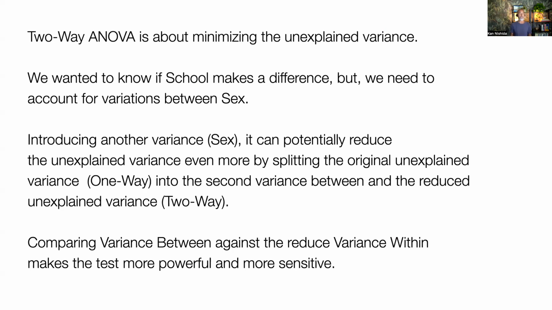So it may be that when you run that one-way ANOVA test, the school didn't make it to be significant. But by bringing in the sex variable, if that makes a difference, then when you compare against the unexplained variance after school and after sex, that smaller variance might make the school significant. So this can make the test more powerful and more sensitive.